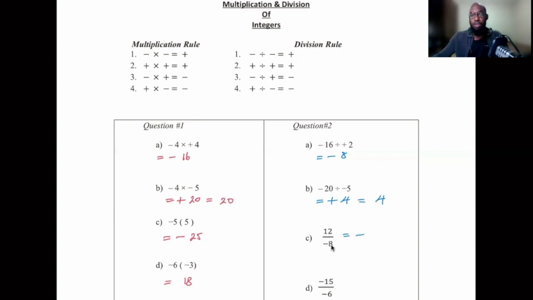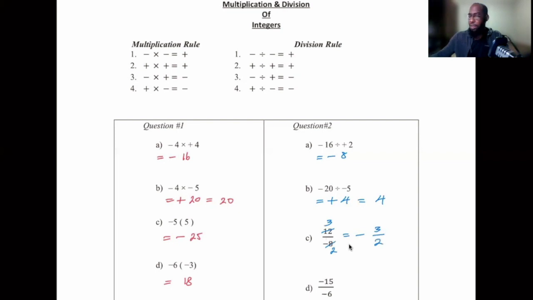Now we have to look for a number that could go into 8 and 12 without leaving a remainder. We can usually find the highest number that could go into 8 and 12 without leaving a remainder. 4 into 8 is 2. 4 into 12 is 3. So the answer is negative 3 over 2.